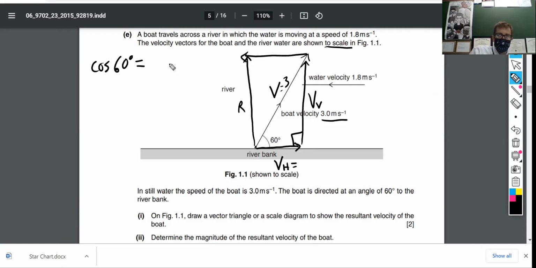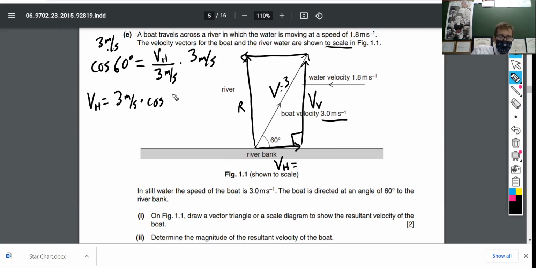The adjacent is the thing I want to know, the horizontal component of velocity. The hypotenuse is 3 meters per second. A little bit of algebra. And I can calculate the horizontal component of velocity is equal to 3 meters per second times the cosine of 60 degrees.